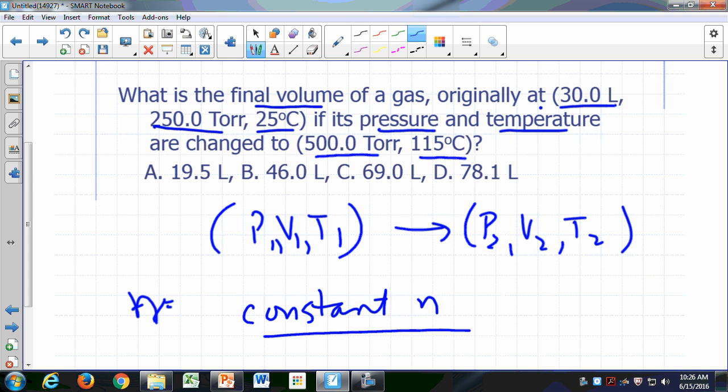You're not taking any gas out there. You're just changing the volume and temperature. So, absent that additional information about the change in moles, you can assume the number of moles is constant.